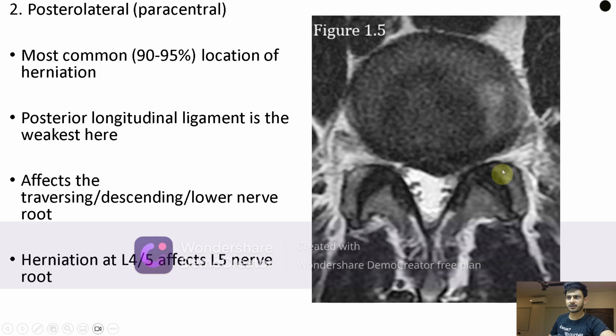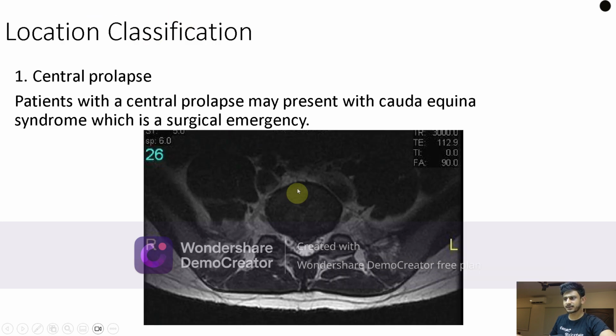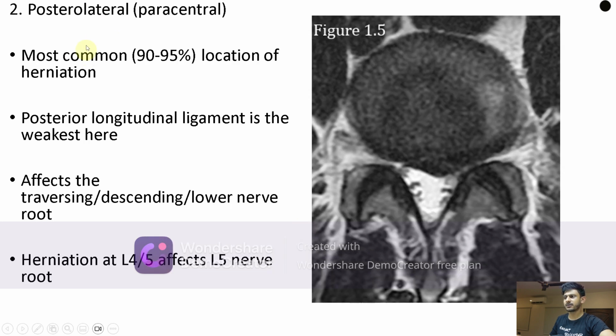Second is the posterolateral or the paracentral. You can see this occurs, if this is a clock face, at the 6 o'clock position. A paracentral will tend to occur at the 5 or the 7 o'clock position. You can see this is the right side and this is the left side in the MRI. So this is a left paracentral herniation. Paracentral herniations are the most common, 90 to 95%, because the posterior longitudinal ligament is the weakest in the paracentral area of the disc, which is here and here, and this usually affects the traversing nerve root.